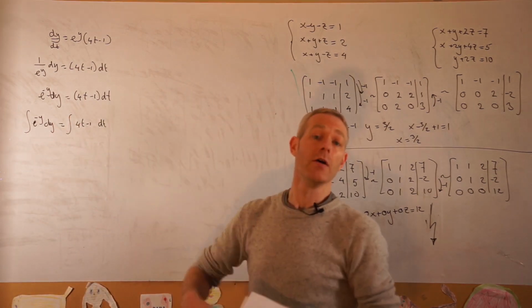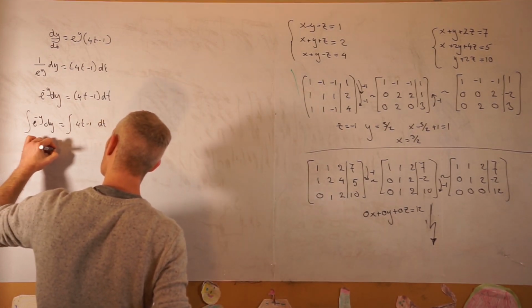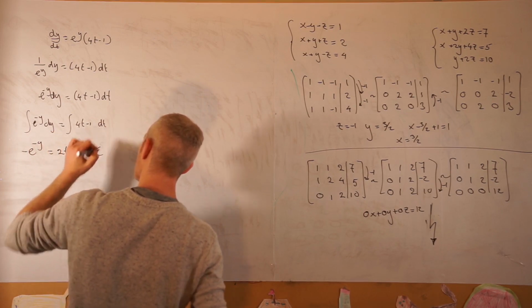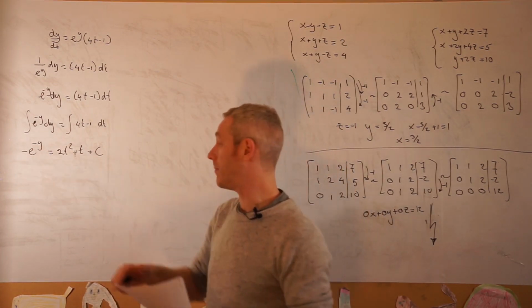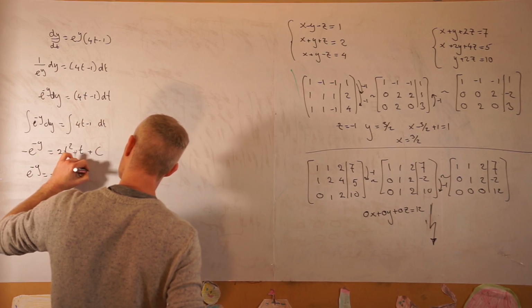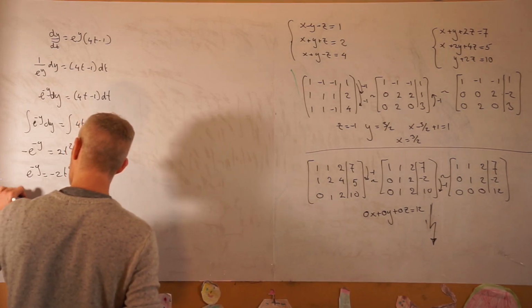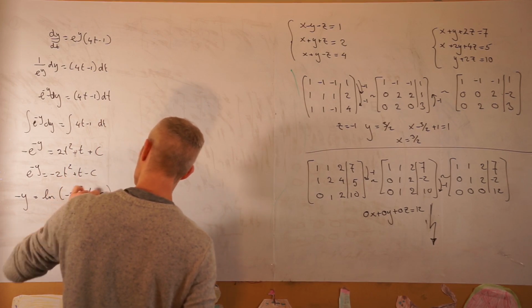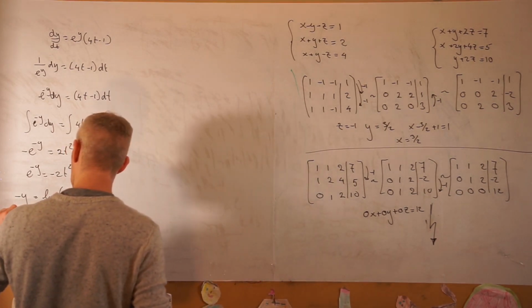Well, the primitive function of this, technically we use the substitution method, but that's equal to minus e to the power of minus y, is 2t squared minus t plus our integration constant. Now, I want y, so the first step is to remove that minus sign. e to the power of minus y is equal to minus 2t squared plus t minus c. Now, left and right, I take the natural logarithm, so I get minus y is equal to the natural logarithm of minus 2t squared plus t minus c. And finally, I move that minus sign, I multiply left and right with minus 1.